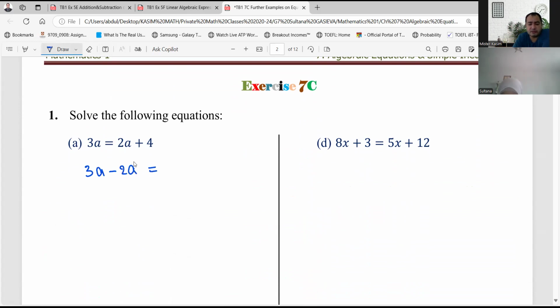What property do I use here? Subtraction property, because I'm subtracting 2a from each side. So I have here 4. And what is 3a minus 2a? It is a, so that's equal to 4, right? And how about question D?